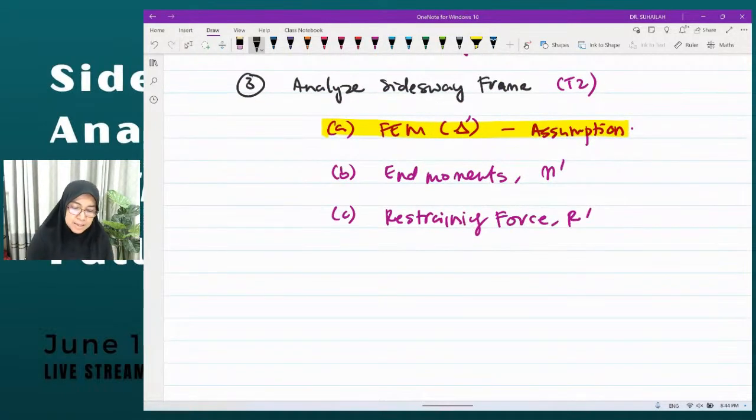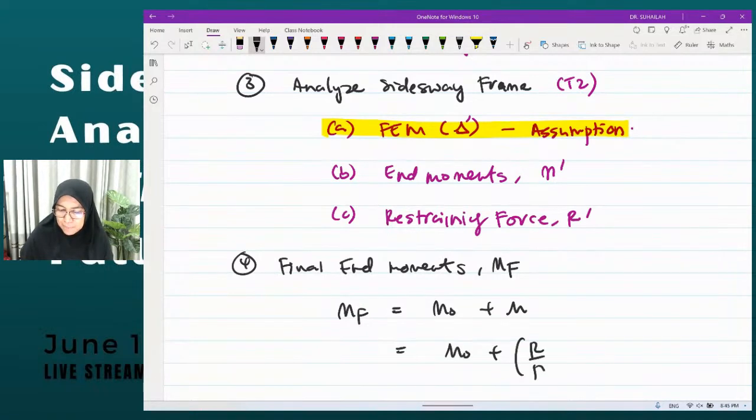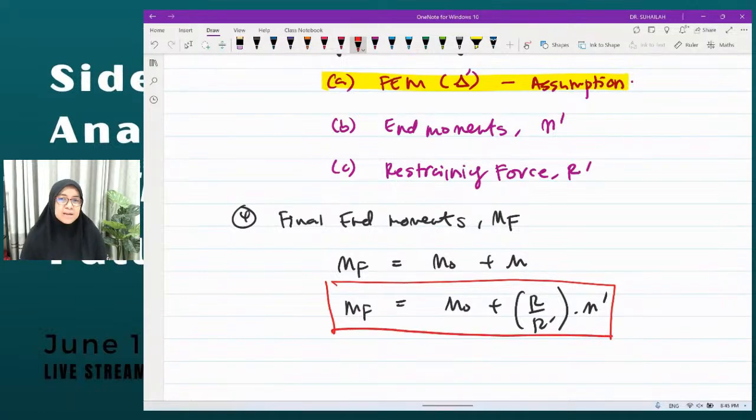So for the final end moment, step number 4, I name it MF, the final end moment. MF is actually equivalent to M naught plus M, and M is equal to R divided by R prime times M prime. So this is the final end moment formula, and we are going to use this formula to get the final answer.